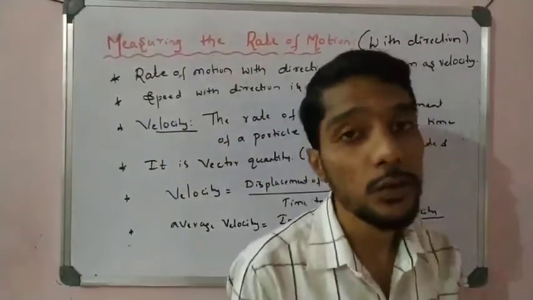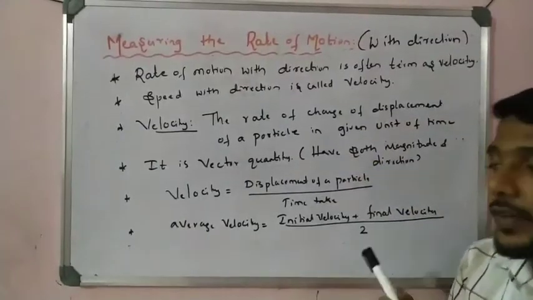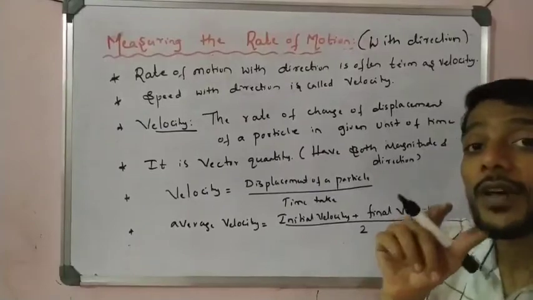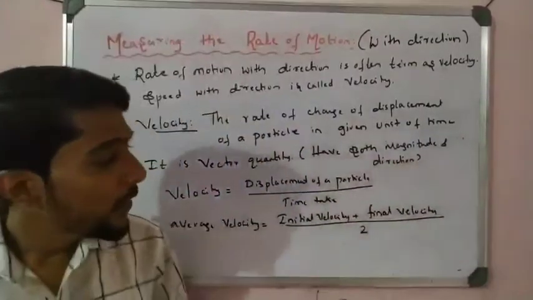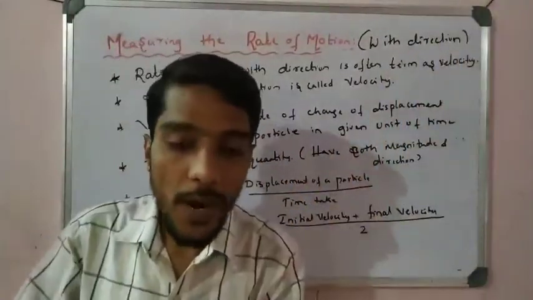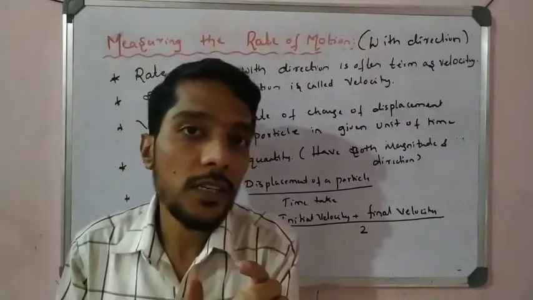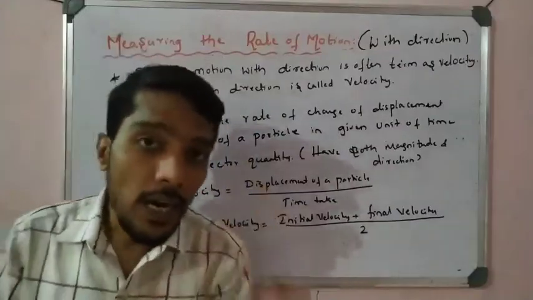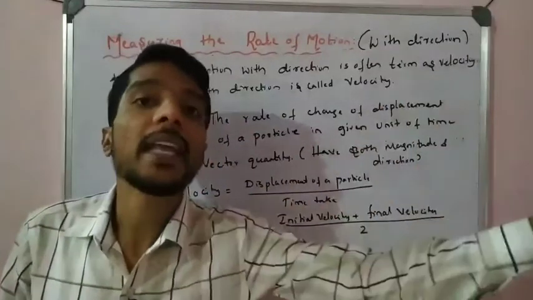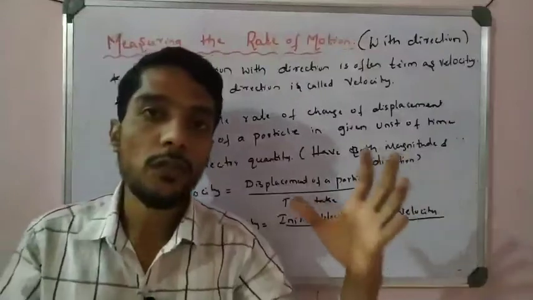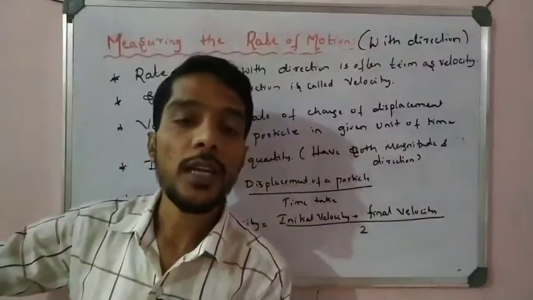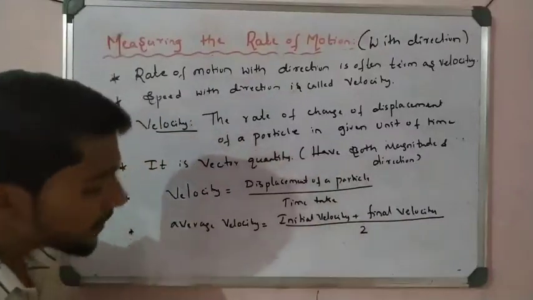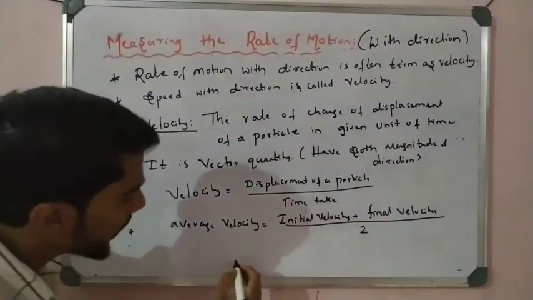See students, how do you calculate the average? Average velocity is nothing but we take the starting velocity of a particle and the final velocity of the particle. When a particle started, the velocity may be 0, maybe 20, anything. That is the initial, starting velocity, and the end velocity is the final. If you add starting velocity and end velocity and divide by 2, we get the average velocity, which is also written mathematically.